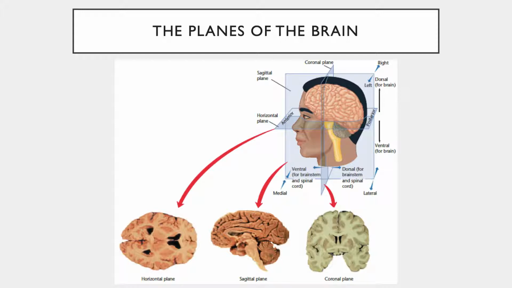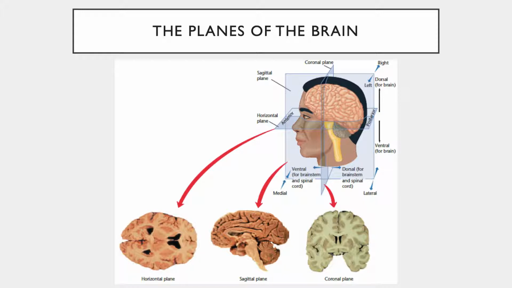The sagittal plane runs down the midline of the brain. If you were to cut directly down the middle of the brain, you would be left with two separate halves, the right hemisphere and the left hemisphere.